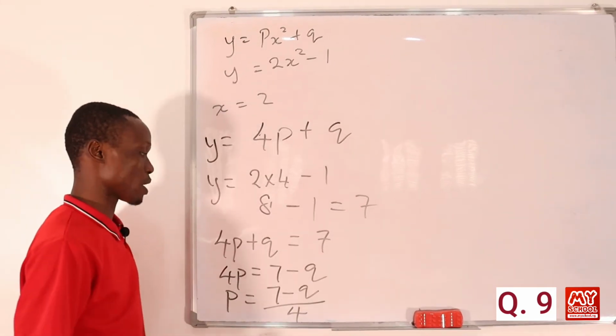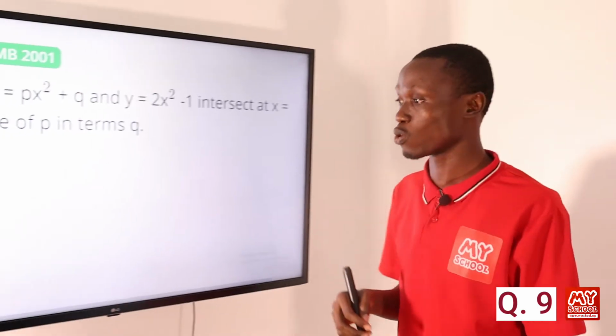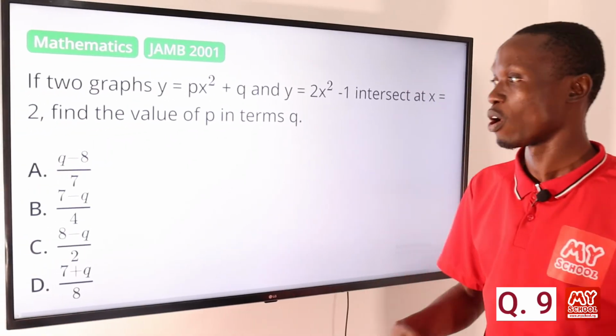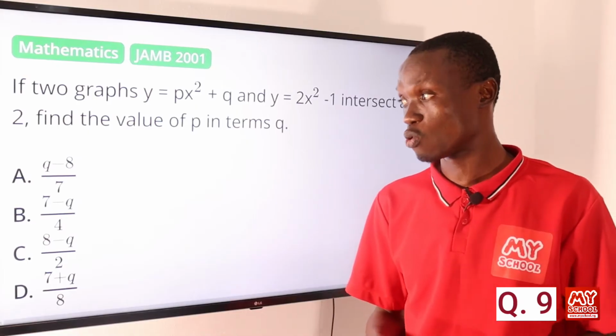Okay, so let's return back to the screen to pick the correct answer to this question. 7 minus q over 4. So that makes option B the correct answer to this question. 7 minus q over 4.